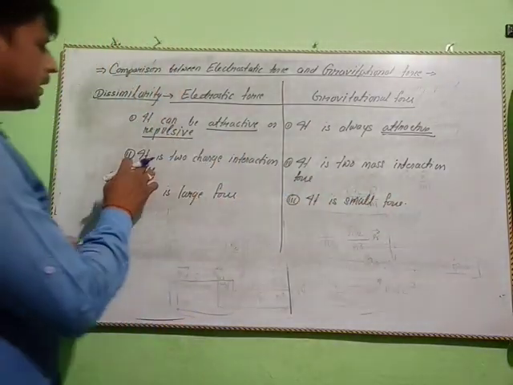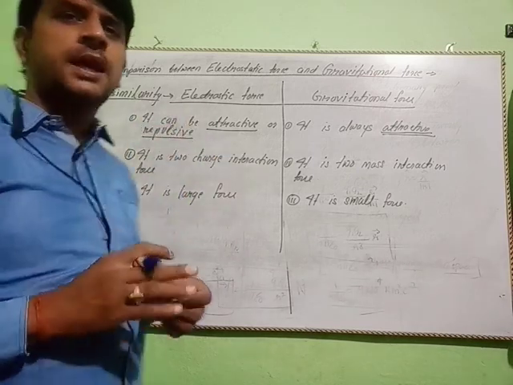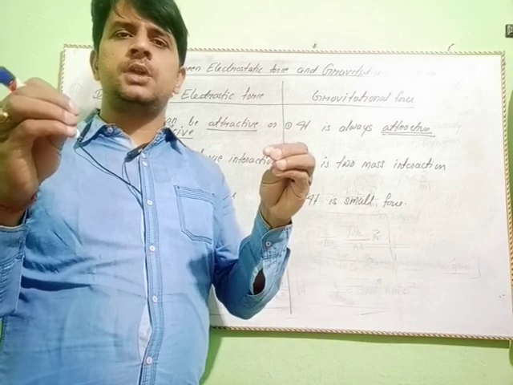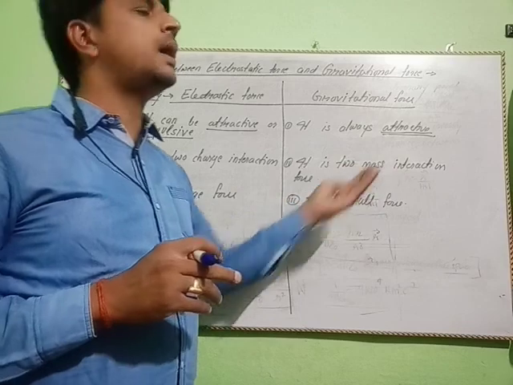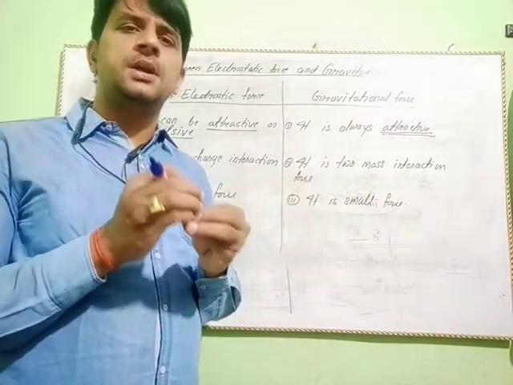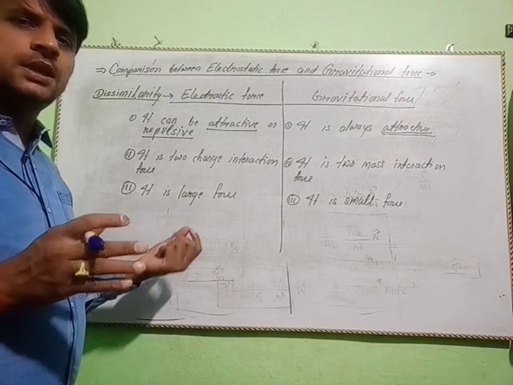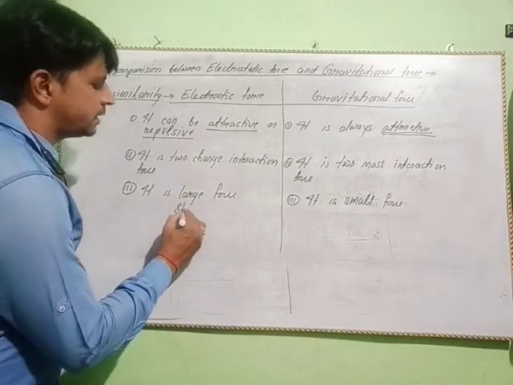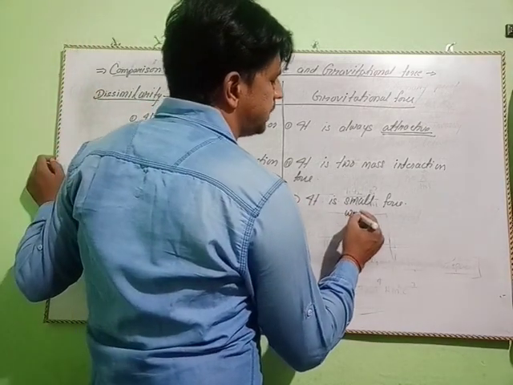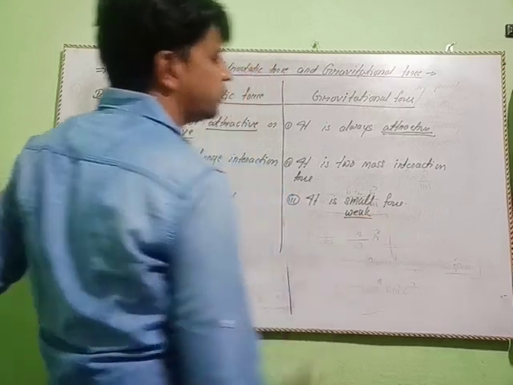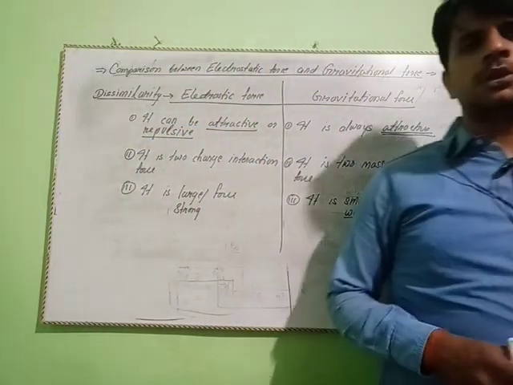Second, it is a two-charge interaction force. What is electrostatic force? When two charges interact with each other, the force acting between them is the electrostatic force. And gravitational force is a two-mass interaction force, when two masses interact with each other. Next, electrostatic force is a large force. It is very strong. Large means it is actually a very strong force. And small means it is a weak force. Gravitational force is a weak force. So these are the points of dissimilarity between the two forces.